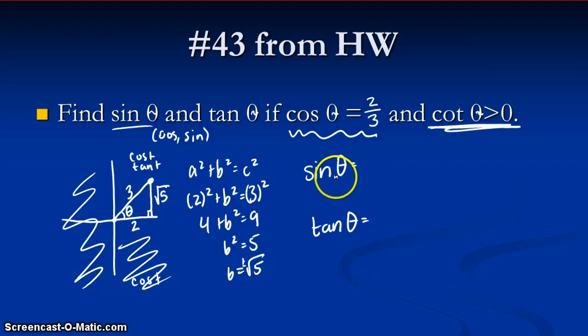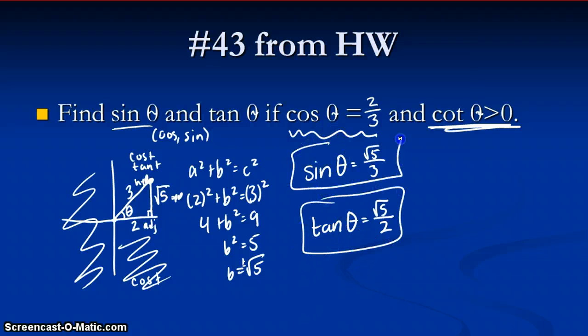Okay, so again, we know sine is opposite over hypotenuse. My opposite, the side across from the theta, was the square root of 5, and the hypotenuse was the 3. So you can label them. The 2 would be the adjacent then. Tangent is opposite over adjacent, which is square root of 5 over 2. So the tangent and my sine give me these final answers.